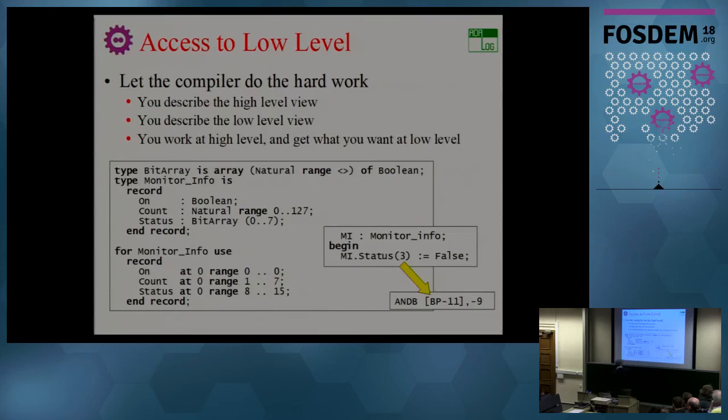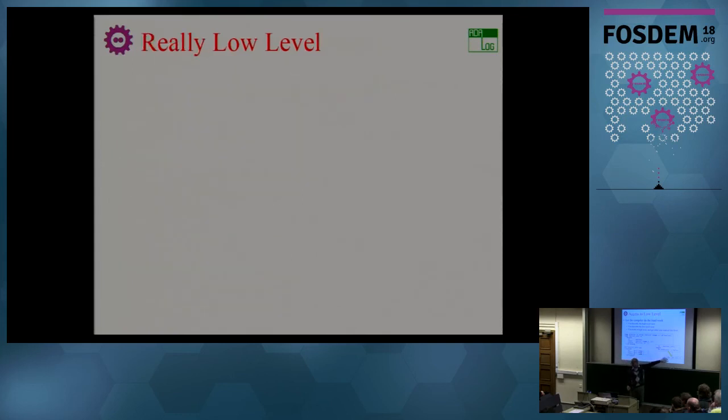And then you still use the high-level statements, indexing, that's an array, and that's all. And at the lowest level, you get exactly the machine you want. So some people say, well, I need a low-level language because I have to make low-level access. In Ada, we say, you describe the low level, therefore you can keep a high-level approach and get what you want at the low level.